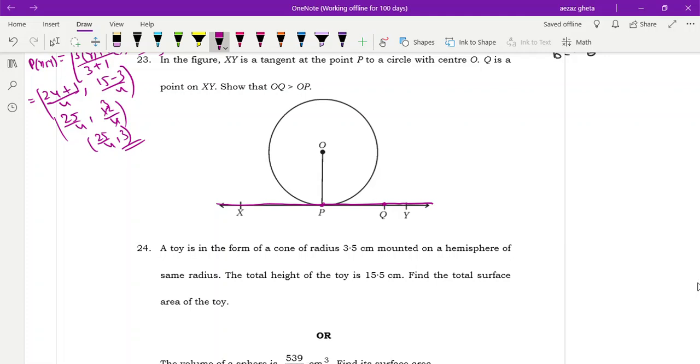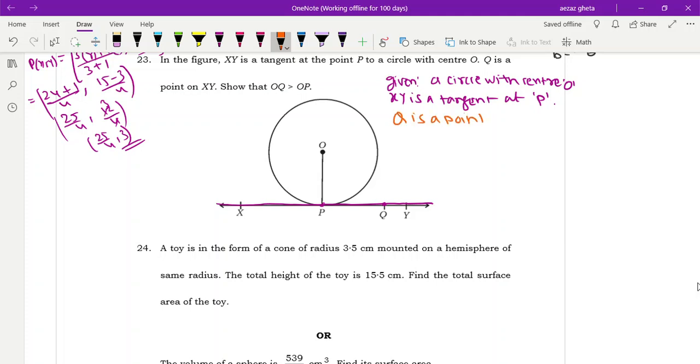First you will write the given: a circle with center O, XY is a tangent at P, and Q is a point on tangent XY. To prove: OQ is greater than OP.